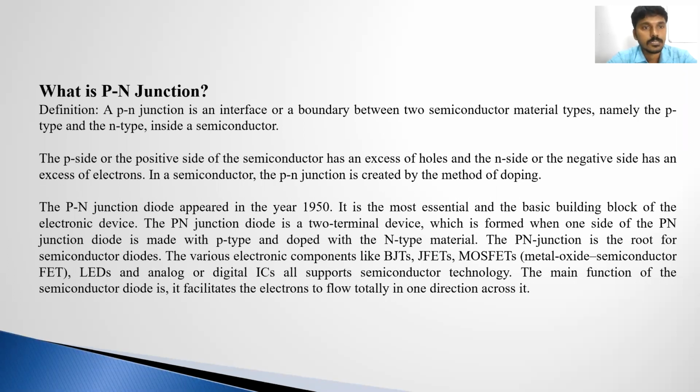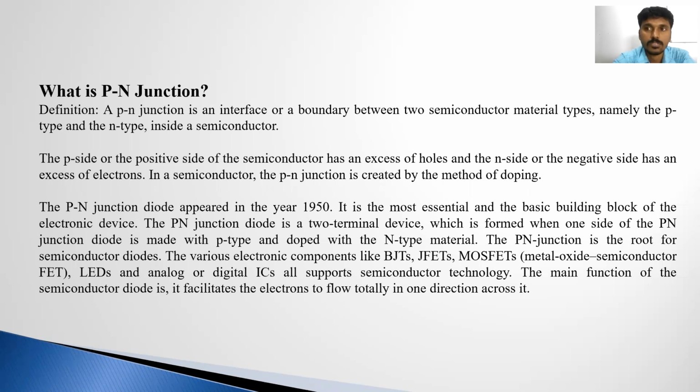PN junction is the junction where two different metals are attached. Clear? Means we can say PN junction is an interface or boundary between two semiconductor materials, where two different semiconductor materials are added. In that place the junction will be formed, and whatever junction is formed can be called a PN junction.